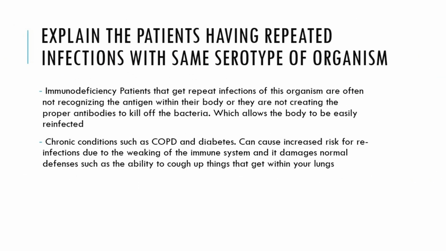Patients that have repeated infections of Streptococcus pneumonia often are immunodeficient, which means that their body is not able to recognize the antigen within their body, or they are not able to create the proper antibodies to kill off the bacteria that they have within their body, which allows them not only to get easily infected, but also be easily reinfected if it's living dormant within them.